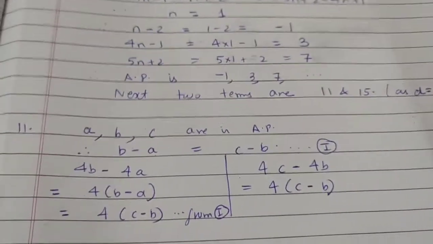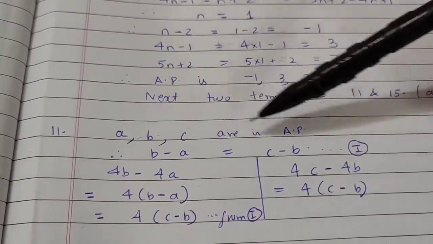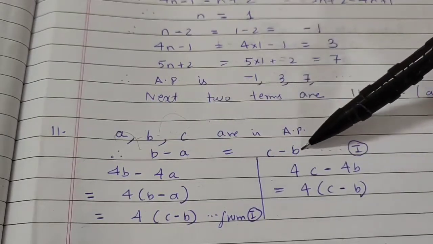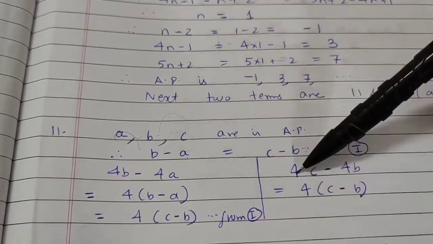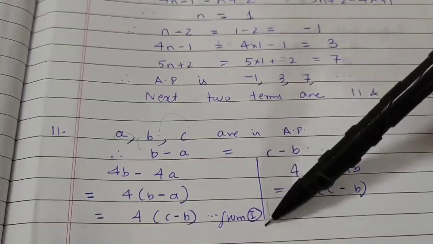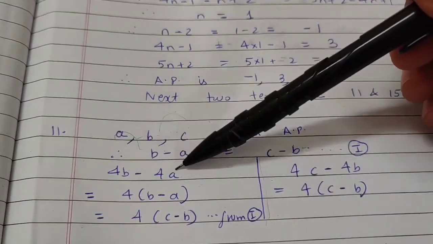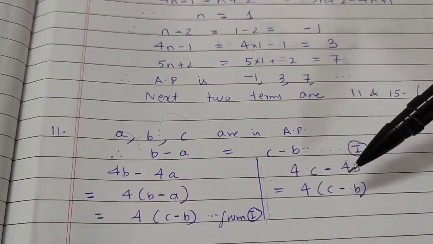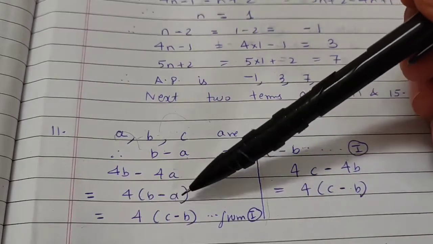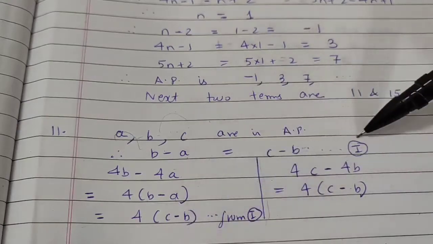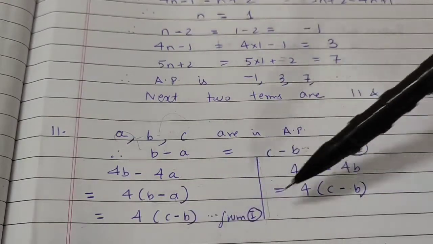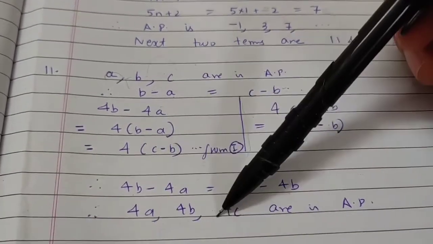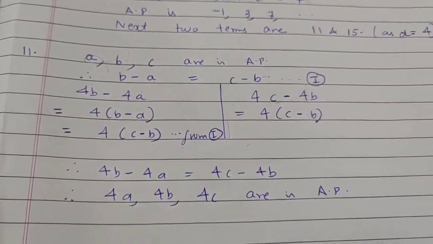So first of all, since they have mentioned that A, B and C are in AP, we know that B minus A will be equal to C minus B. This will be useful. Now we'll have LHS and RHS. The line is necessary. Second term minus first term, we get some answer. Third term minus second term, we get some answer. By the way, the B minus A can be replaced with C minus B from equation 1. So now LHS and RHS are equal. So if the differences are equal, it proves that the three numbers are in AP.